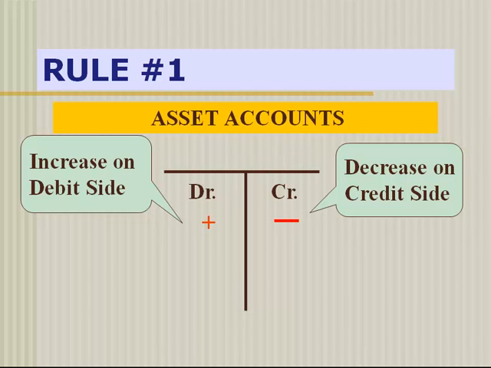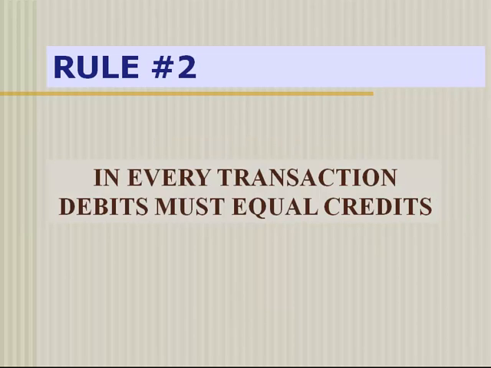All right? Now, next thing, rule number 2: in every transaction, the debits must equal credits. So basically, you can't have a $400 debit and a $200 credit. Now, if you're going to do something like that, you need at least 2 credits to equal $400 or something along those lines. So rule number 2 simply says that your debits must equal the credits.